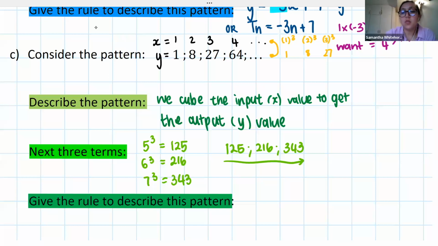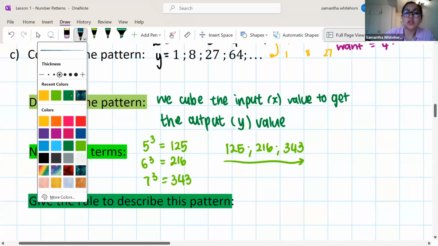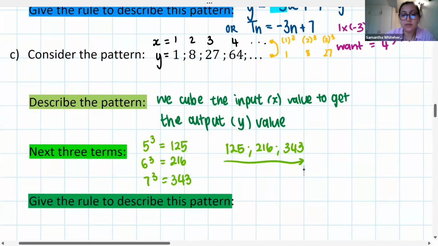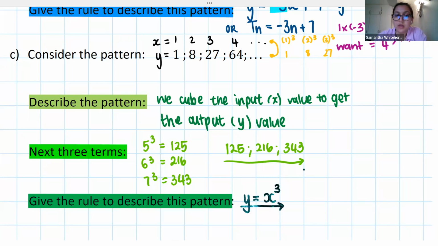So like I say, once we know what's going on in our pattern, the rest of the questions become a whole lot easier to answer. All right. If we now want to give a rule for this pattern, because we've got the description, it is a little easier to do. We've already said that in order to get our output value, we are taking our input value and we are cubing it. And so our rule here is quite simply y is equal to x cubed.